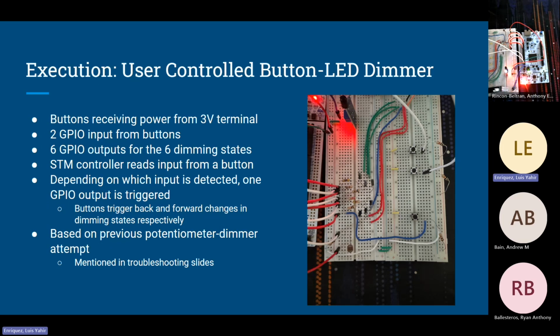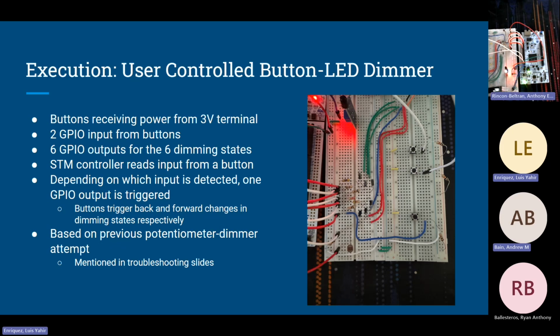So the STM controller reads the input from a button, and depending on the input, it's going to trigger a GPIO output, and the buttons trigger backwards or forwards changes in the dimming states respectively.